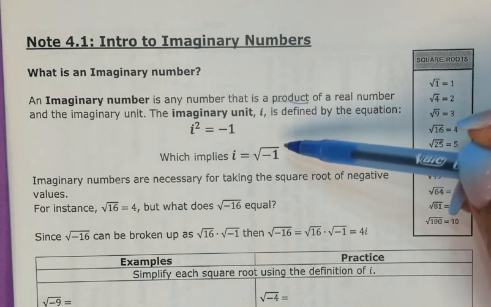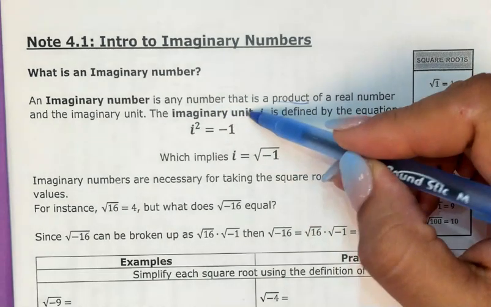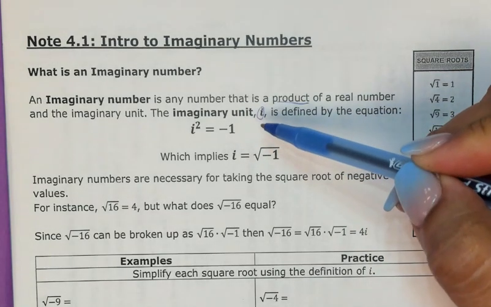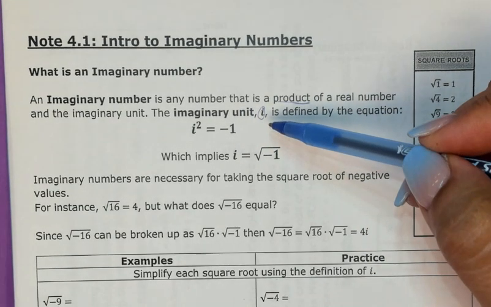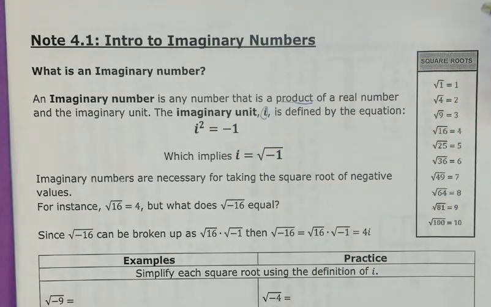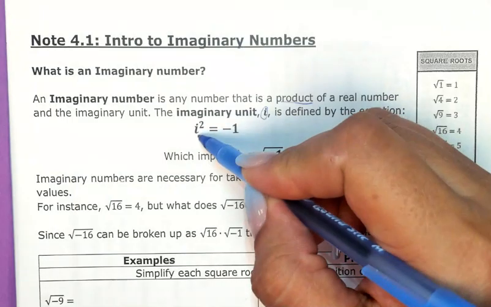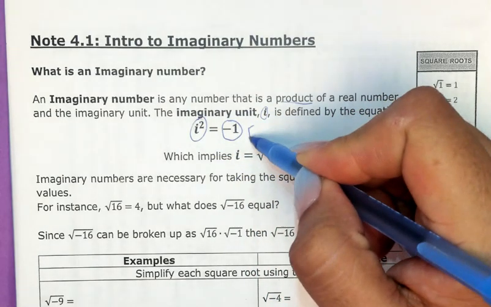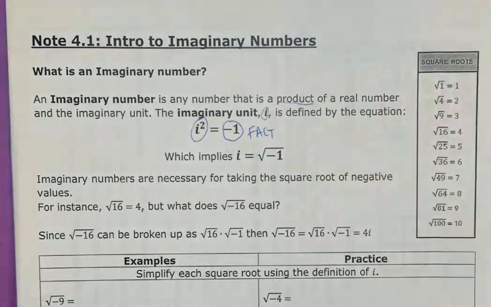So what that means is that the imaginary unit, kind of like the units ones, tens, hundreds, we have the unit of i. And an imaginary number comes out from using that unit. So for example, i squared is equal to -1. This is a fact that you need to just memorize.